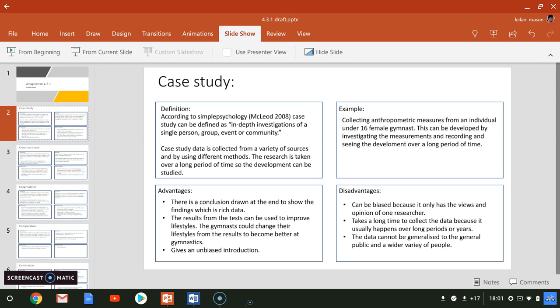Case study. Case study, according to simple psychology, can be defined as an in-depth investigation of a single person, group, event, or community. This means that it's an in-depth investigation and it shows development through time of an individual or a group. This is often in real-life context and takes a longer period of time to show the development of the studies.